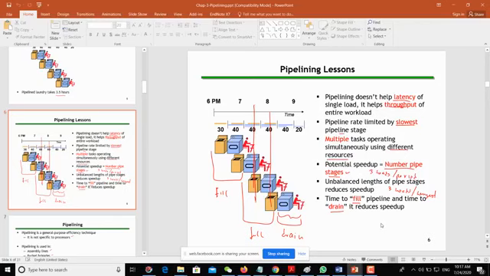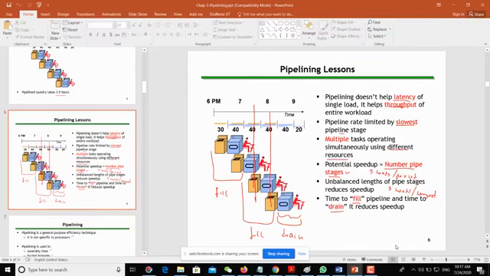Time to fill pipeline and time to drain it reduces speed up. Yes, the time a washing machine takes to fill and the time it takes to drain wastes a bit of time, so it reduces our speed to finish the job on time. This is what this last point means. Okay, so gradually we will go towards our goal, the original problem.